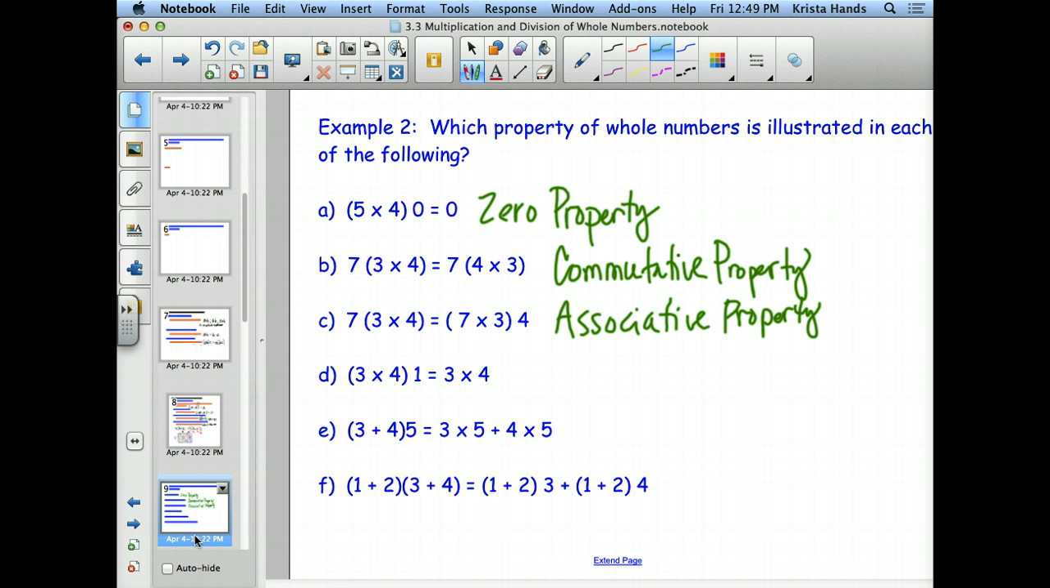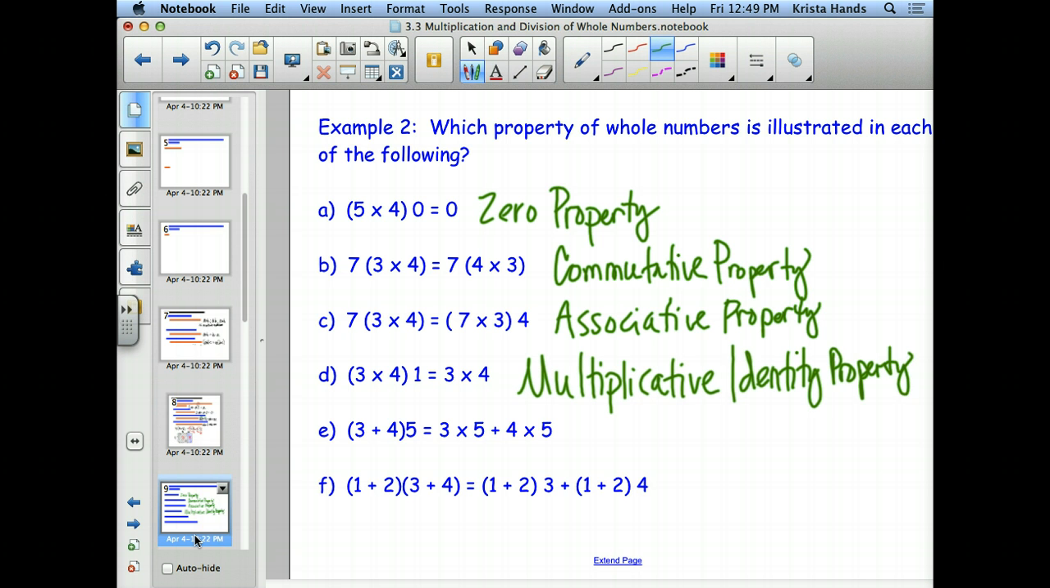Okay, how about part D? Is that the identity property? It is the identity property. Why? Because it's multiplied by 1, and then it didn't change. You got it. So what kind of identity property is this? It's multiplicative. So you have to write that phrase because it's different from the other identity property you have. This is the multiplicative identity. If you leave the word property off, I'm not going to squawk.